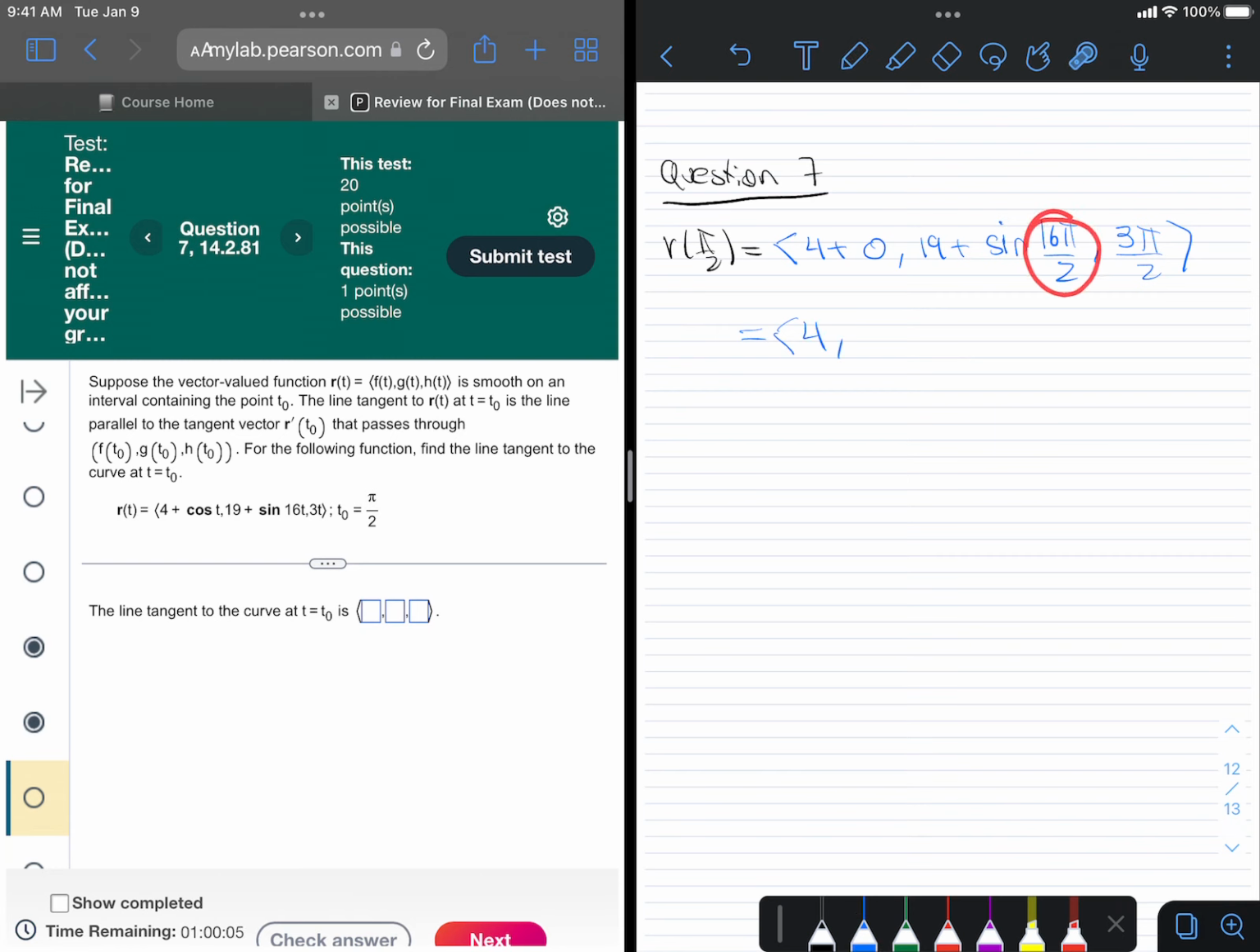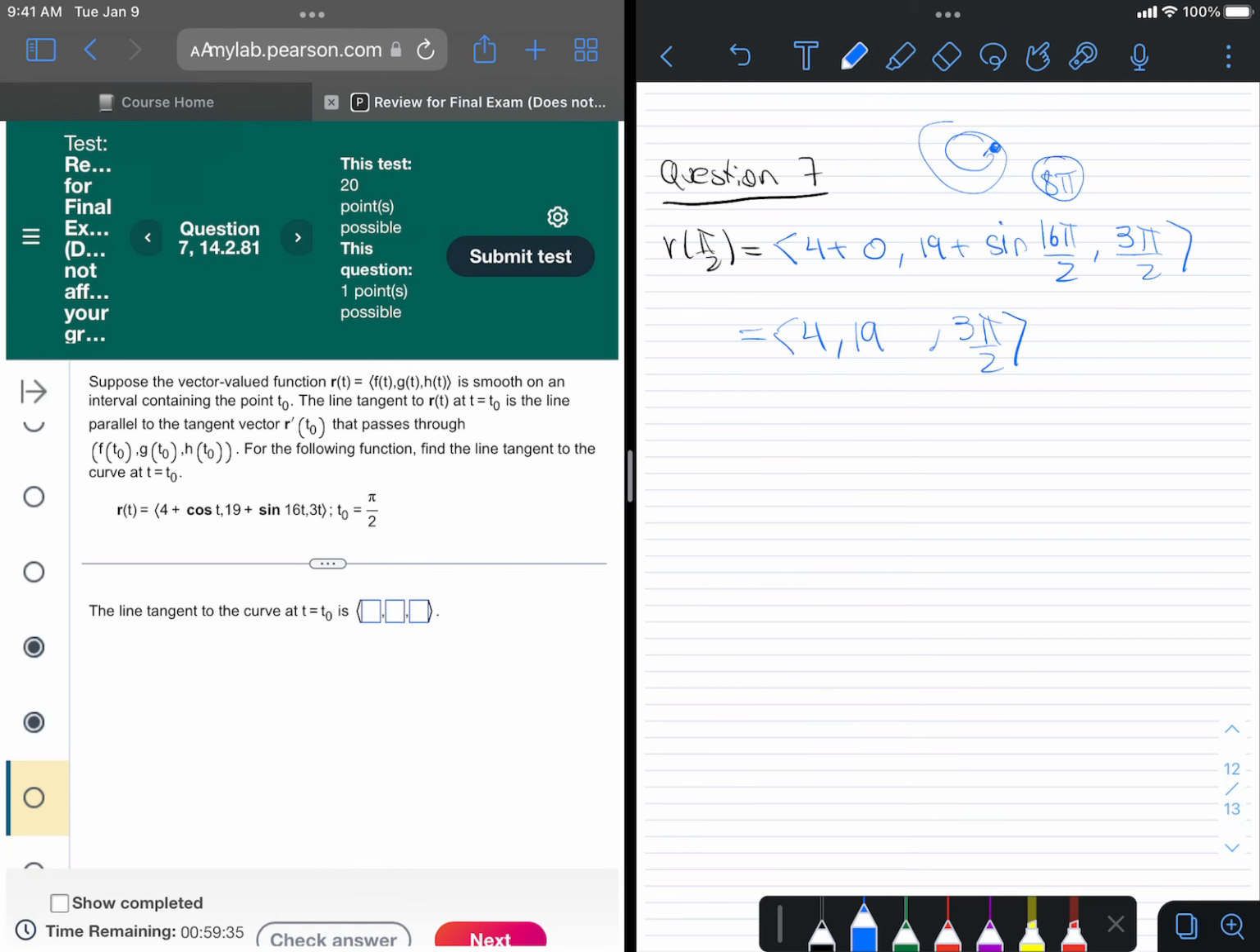What is the sine of 16 pi over 2? 16 pi over 2 is 8 pi. Remember that 2 pi is one full turn around the unit circle. It's 360. So that means you go around the unit circle 4 times, and you end up where you started. So the sine is the same as the sine of 0, which is 0. So that's just a 19, and then 3 pi over 2. So that is the point where my line starts, where it goes through.